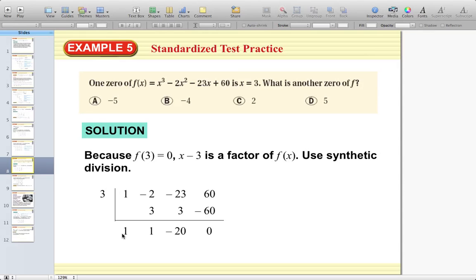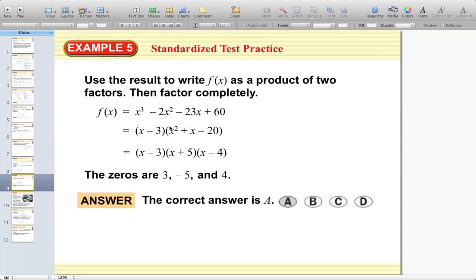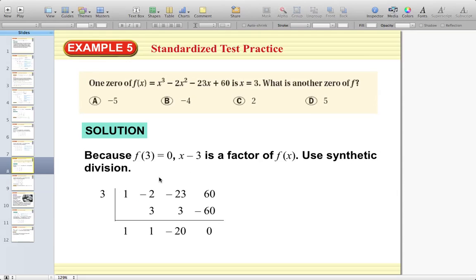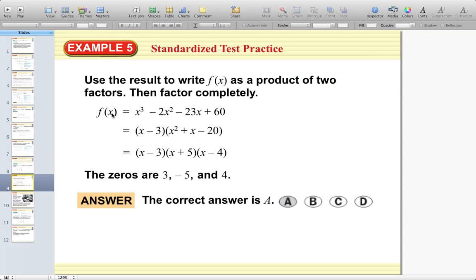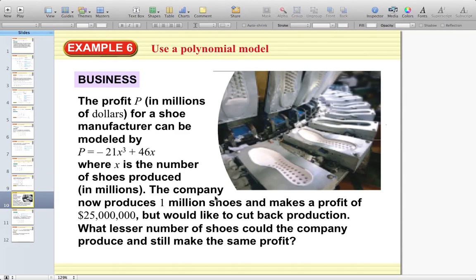And here we have x squared plus x minus 20. So once we have that, we're going to factor it. And so we have x plus 5 and x minus 4, meaning our solutions would be negative 5 and 4, plus the 0 from before. And then we wanted to look at what possible answers there were. We had negative 5, negative 4, 2, and 5. And the only one on this list that is a solution was negative 5. So you'd bubble an A. Nice and easy. Let's take a look at our word problem.